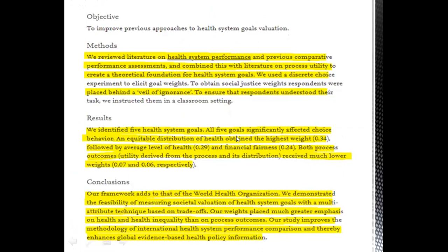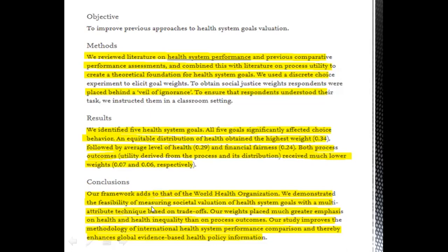An equitable distribution obtained the highest weight, followed by average level of health and financial fairness. Both process outcomes derived from process and distribution receive much lower weight. Conclusion: the framework adds value to the WHO.